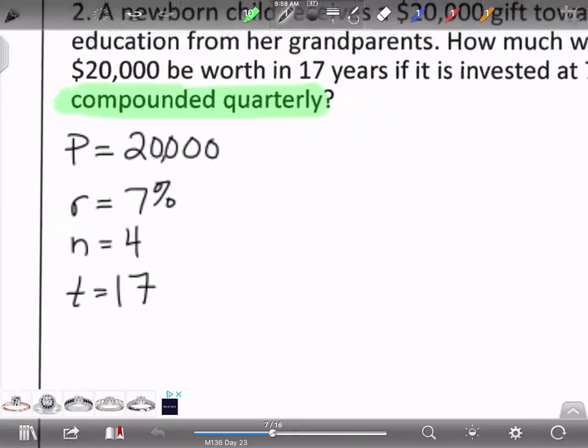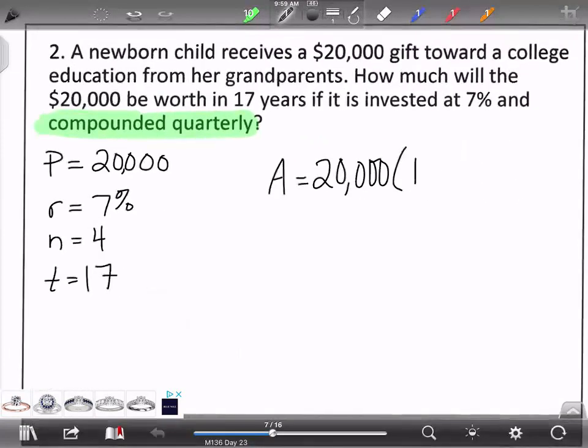So then I'm going to plug all of this information into my formula. Our amount is going to equal the principal, 20,000, parenthesis 1 plus, because we're earning money, 7% divided by 4, all to the 4 times 17 power. Again, if I were doing this, I would type 4 times 17 in my calculator, figure out what that is, and then use that as my exponent. But you can type it all in there all at once. Again, you must use parentheses in order to get the correct answer.